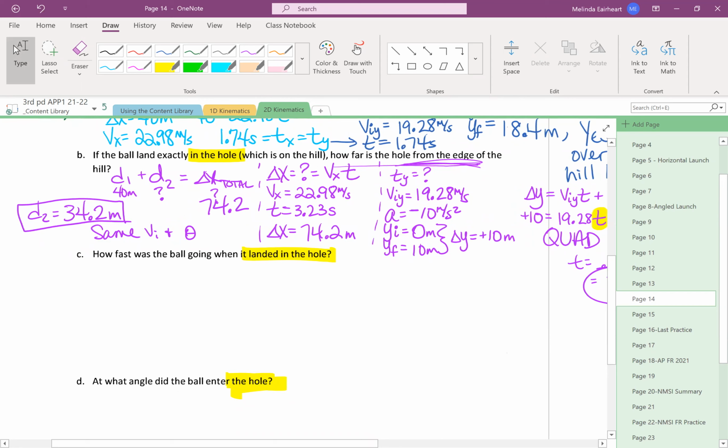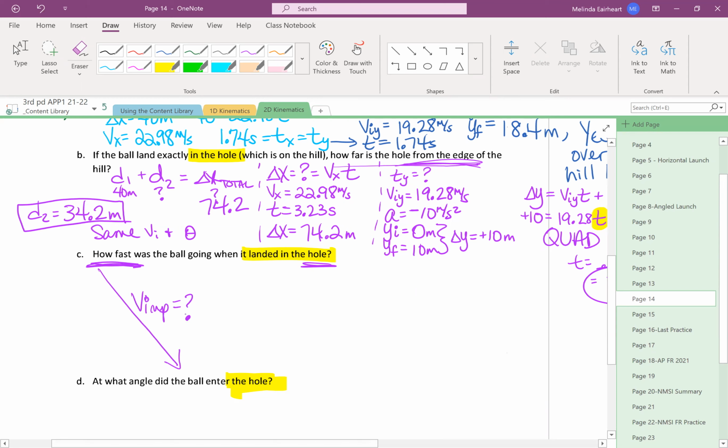All right, well, lucky for us, C and D are still at the hole, so everything we just did in B, we can continue using. They didn't change things up for a third time. And so now C says, how fast was the ball going when it landed in the hole? So I kind of alluded to that. It's going to land in the hole going in a down and forward direction, and so this is their way of asking for impact speed. And then part D, what angle does it enter the hole?